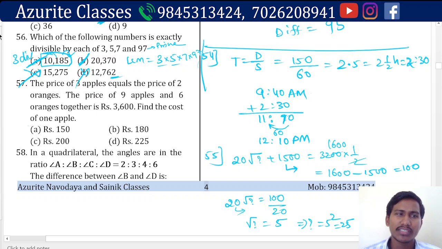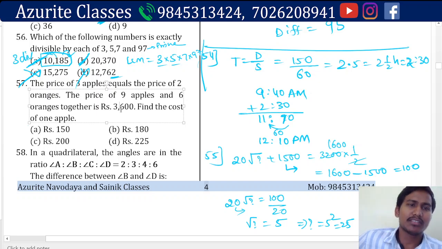Okay, now next, question 57. The price of 3 apples is equal to the price of 2 oranges. Then the price of 9 apples and 6 oranges together is this much. Find the cost of 1 apple. They are asking.